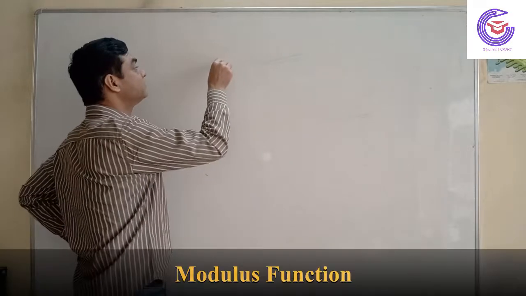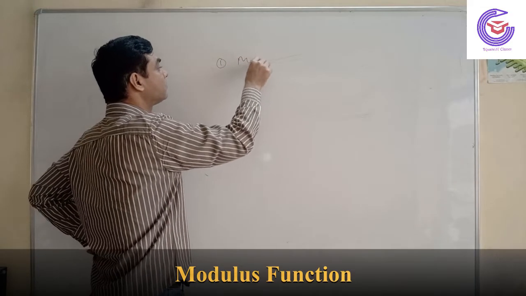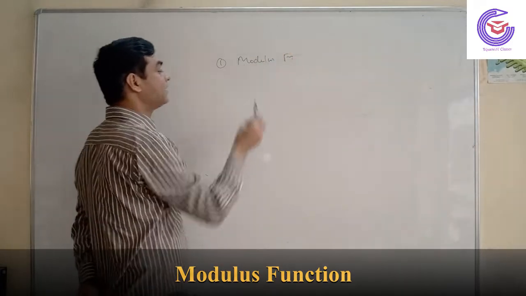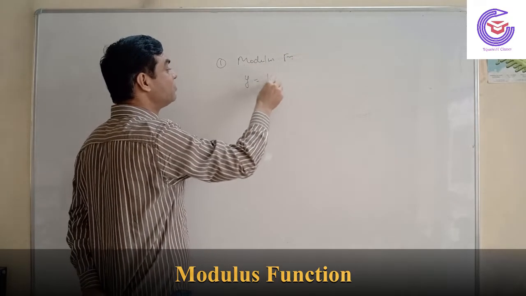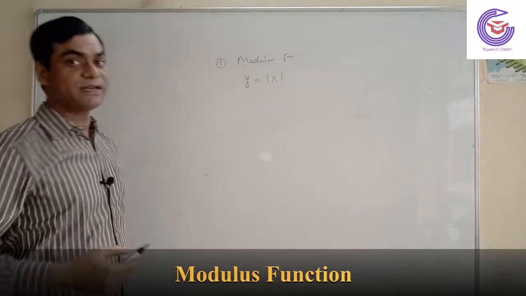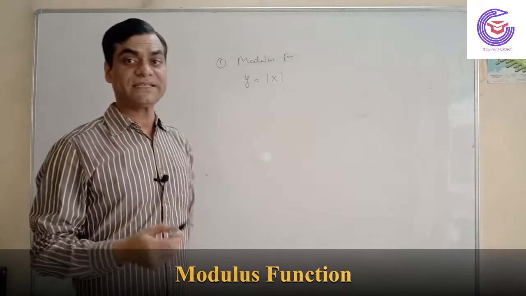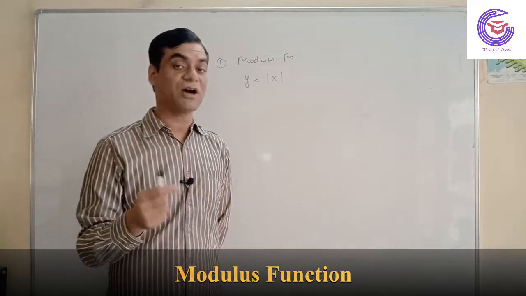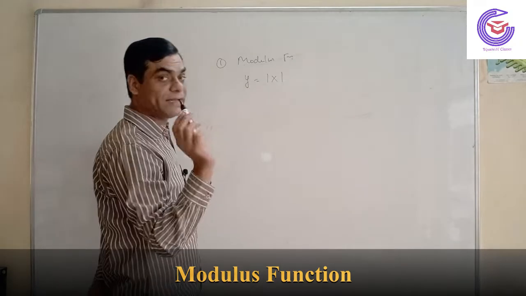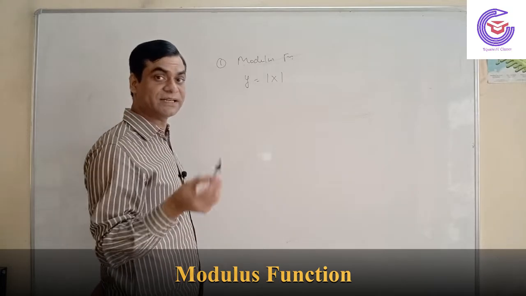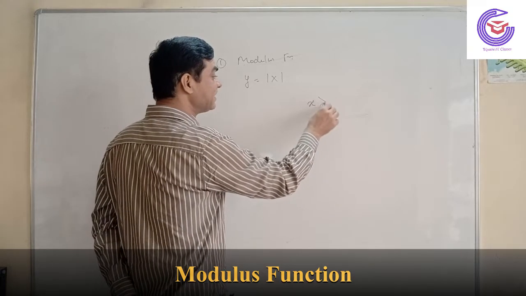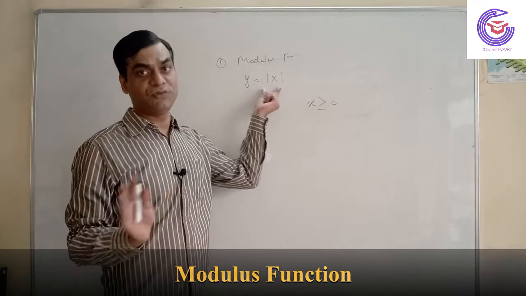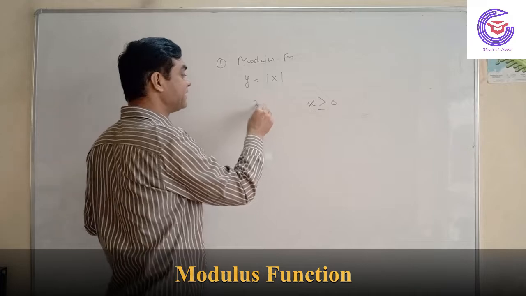Modulus function is represented as y is equal to mod x. So what does mod do? Mod basically makes anything negative into positive. How does it do this? There are two possible values of x: it can be positive or it can be negative. Suppose x is greater than or equal to 0. In that case, it will not do anything, so this will become x.